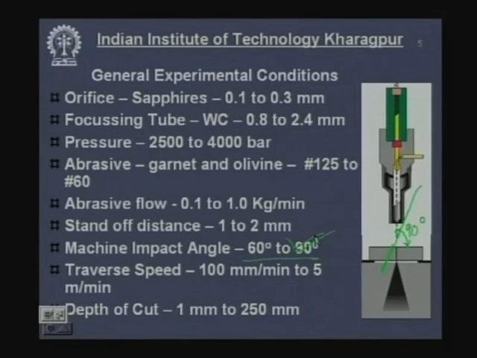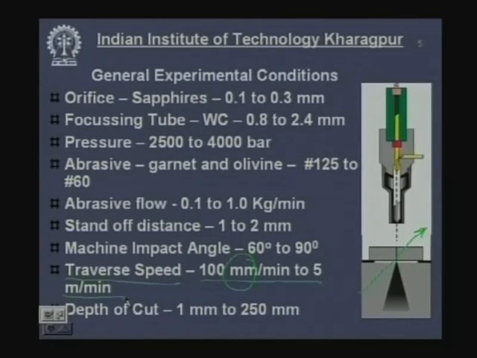Now traverse speed. If my jet is being issued like this, I would machine it in this direction. If the jet is stationary, I would only get a hole. I am not interested in getting a hole. I need to machine it, I need to slit it, slot it. So I have to give a velocity either to the jet or to my job. That is called the traverse velocity or traverse speed. Typically in abrasive water jet machining, it is around 100 millimeter per minute to 5 meter per minute.